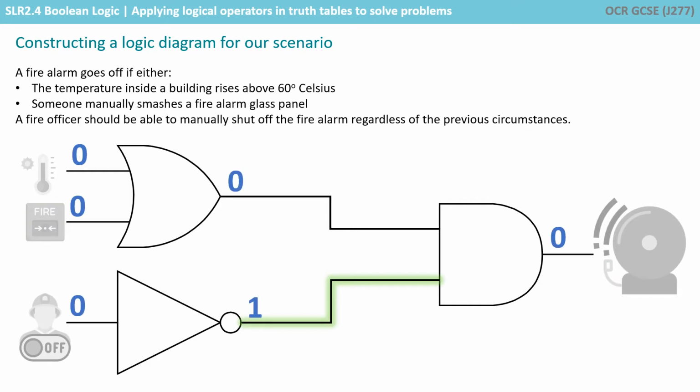So I've changed the colour of the various images here to black and white, and that indicates that input or output is currently off or not active, and that's being represented here by a 0. So this is our initial state. The temperature isn't above 60 degrees, so we've got a 0 there in that OR gate. No one smashed a fire alarm point, so that's a 0. And our fire officer hasn't activated the manual override, so the fire officer also is inputting a 0. Of course, that means the NOT gate then flips a 1 out the other side, but that's absolutely fine because the fire alarm only goes off if both those gates are active.